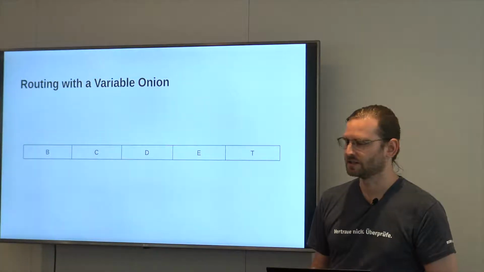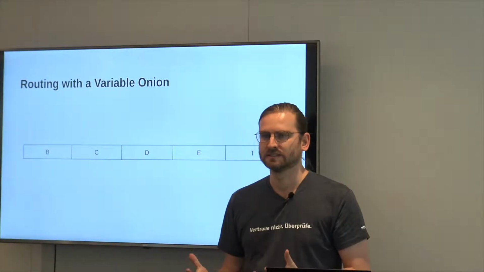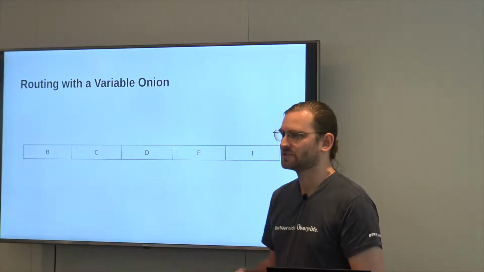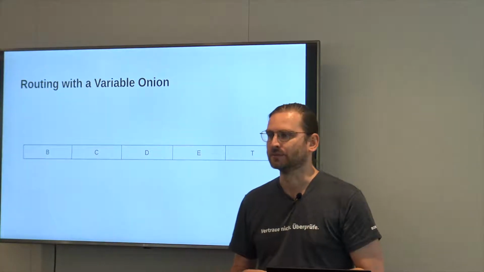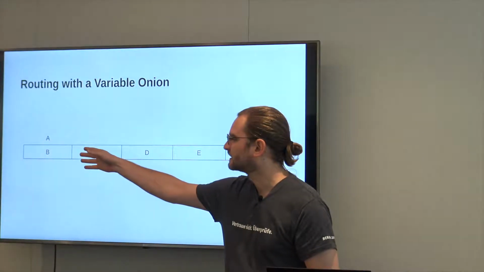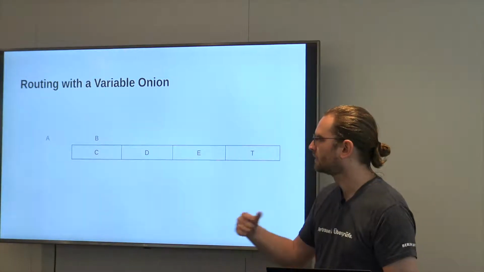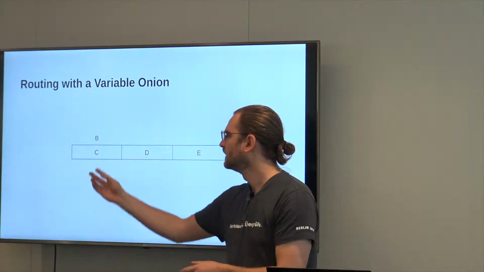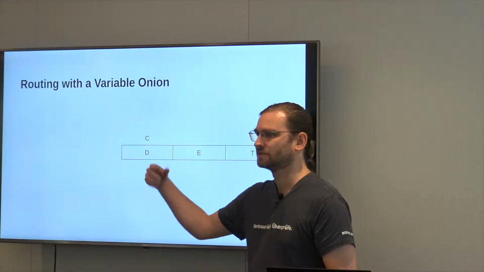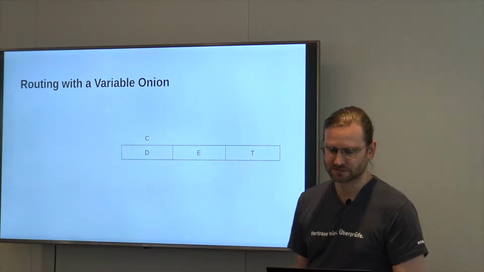So we can do one better and basically say, instead of having this fixed list of addresses, we now just chop off the beginning every time we process it. So A sees this thing, sees, okay, I'm supposed to send to B, and we chop off B, now send it to B. B sees, oh, the next one is C. I'll chop off C and send it forward to C. C sees D, and so on and so forth.